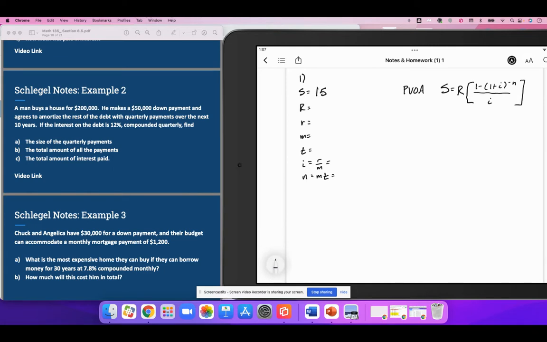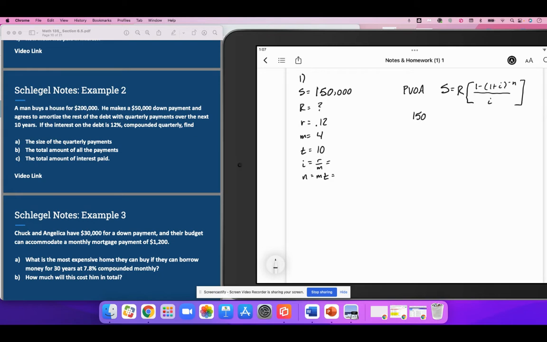That means the loan is going to have a value of $150,000. It's going to be quarterly payments, and so our M is 4 over the next 10 years. So our T is 10. Interest rate is 12%, so 0.12. We are looking for what the size of his monthly payment is going to be. Or quarterly payment, I should say. So let's slap it in there.